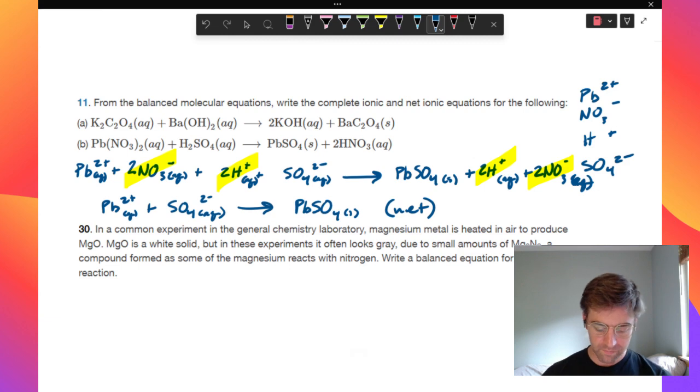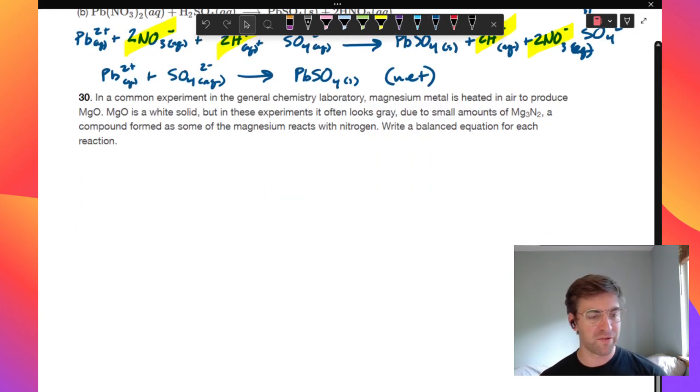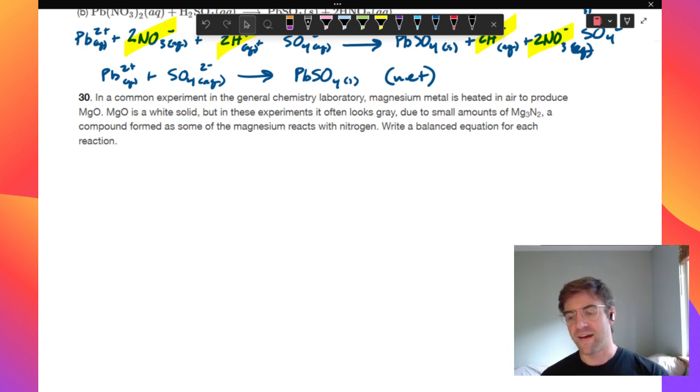Fantastic. All right, last one. Told you it was going to be short and sweet. We're only 30 minutes in. In a common experiment in the Gen Chem lab, magnesium metal is heated in air to produce magnesium oxide. Magnesium oxide is a white solid, but in these experiments it often looks gray due to small amounts of magnesium nitride, a compound formed as some of the magnesium reacts with nitrogen. Remember that nitrogen makes up about, I think it's 20 something, 27% of our normal atmosphere, so seems perfectly reasonable. Write a balanced equation for each reaction.